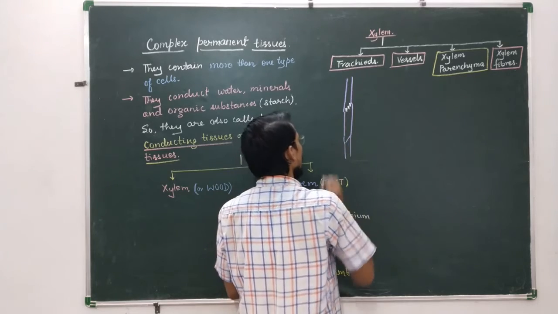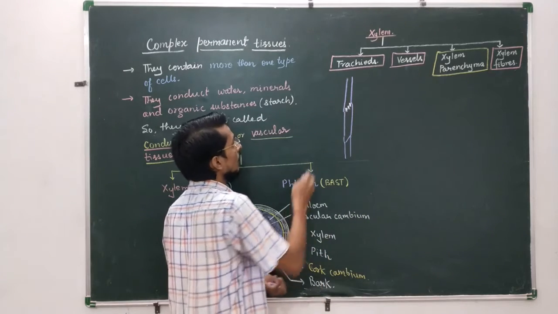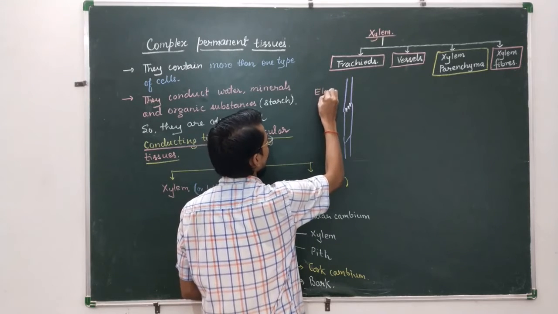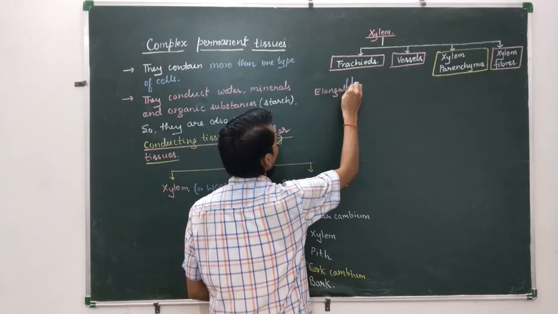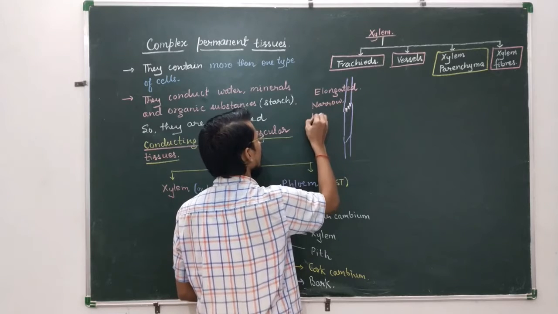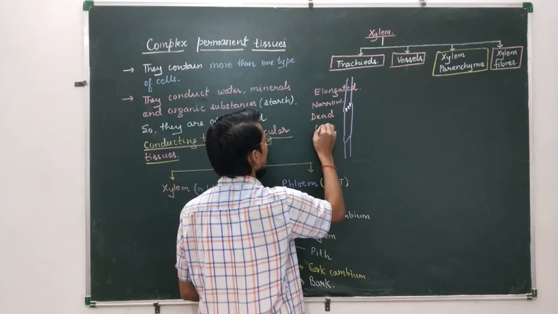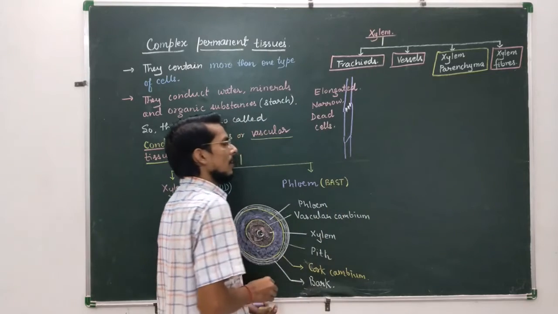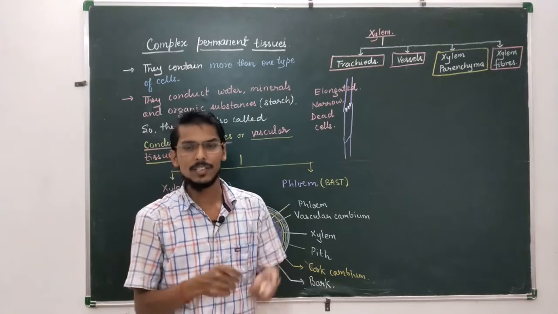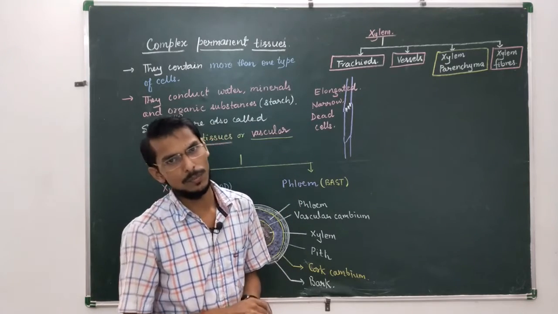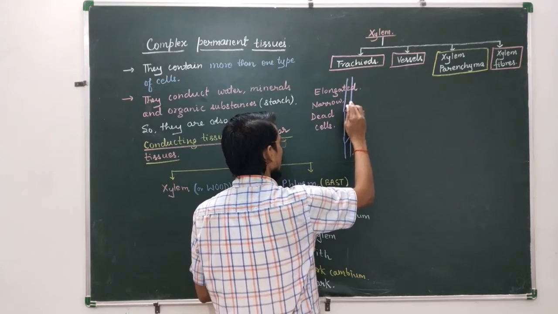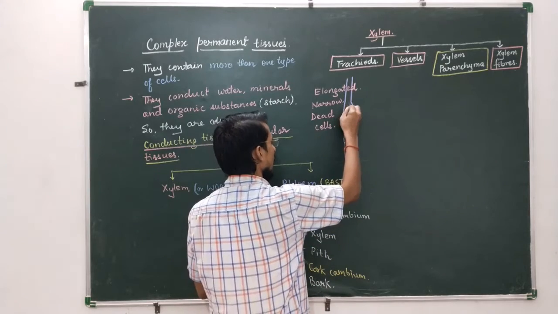Like this. So they are elongated, narrow, dead cells, and the adjacent walls of these cells are connected together by very small pores which are called pits. Here I have shown it. They are actually small pores, or we can say connections between the adjacent cells.